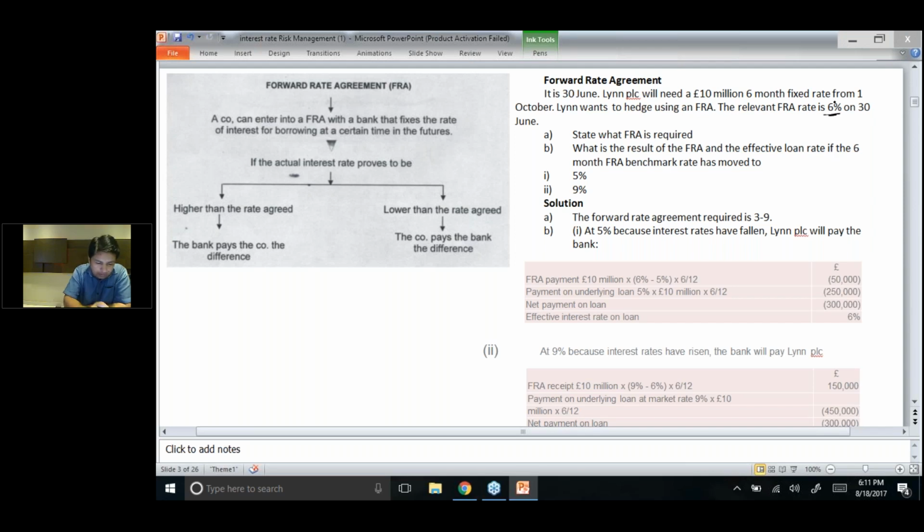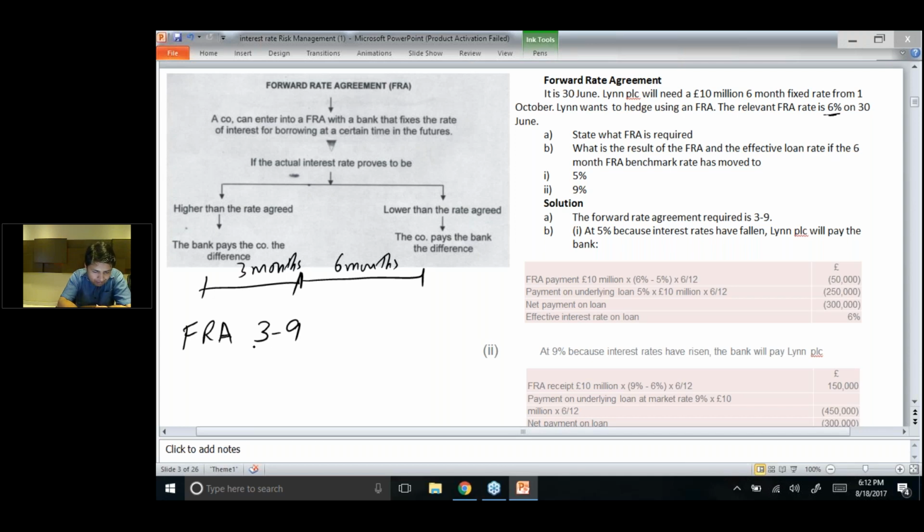First of all, try to learn this. You are going to borrow after 3 months for a period of 6 months. So you have an uncertainty of 3 months. The FRA which is available will be stated with a standard terminology like this.